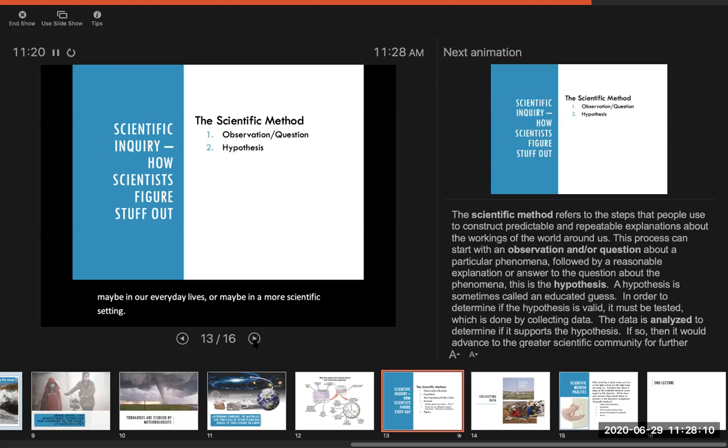This is naturally followed by the desire to explain what is happening. This reasonable explanation is called a hypothesis. Hypothesis is sometimes called an educated guess. In order to determine if the hypothesis is correct or valid, it must be tested. And this is done through collecting data. The data is then analyzed to determine if it supports the hypothesis.